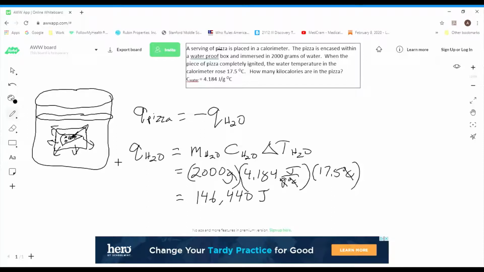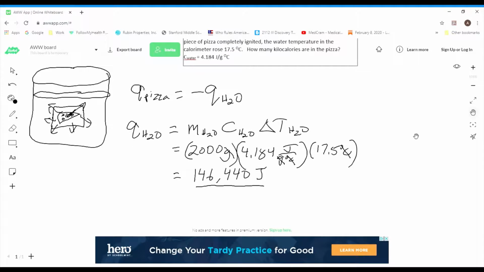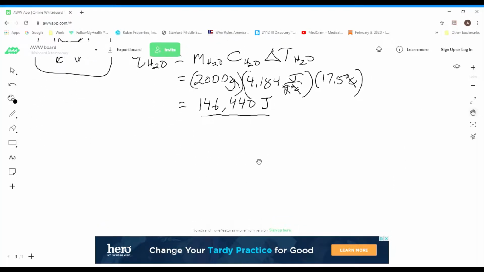Now, we were asked for kilocalories, not joules. So we do have an answer, but it's not in the right units. So what we're going to do is move this up a little bit so we can convert from joules to kilocalories, or thousands of calories. So let's go ahead and do that.